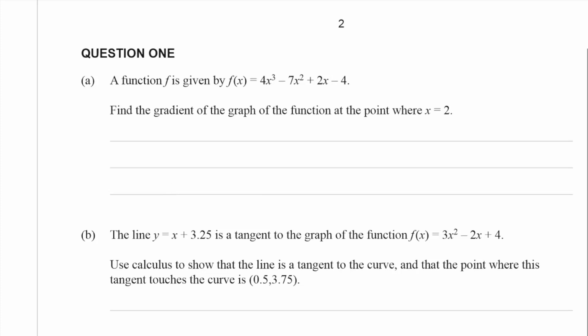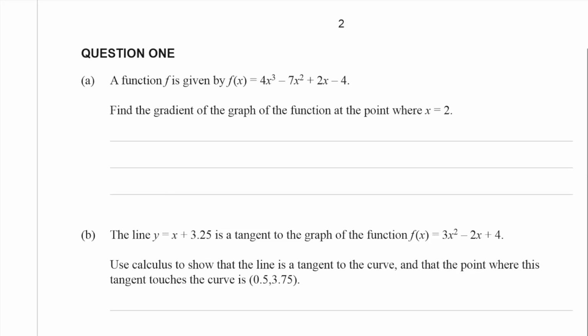Hello, so question 1a. A function f is given by f of x equals 4x cubed minus 7x squared plus 2x minus 4. Find the gradient of the graph of the function at the point where x equals 2. Alright, so first of all, half of calculus is finding the gradient or the slope. So we're greeted with one of those problems first.